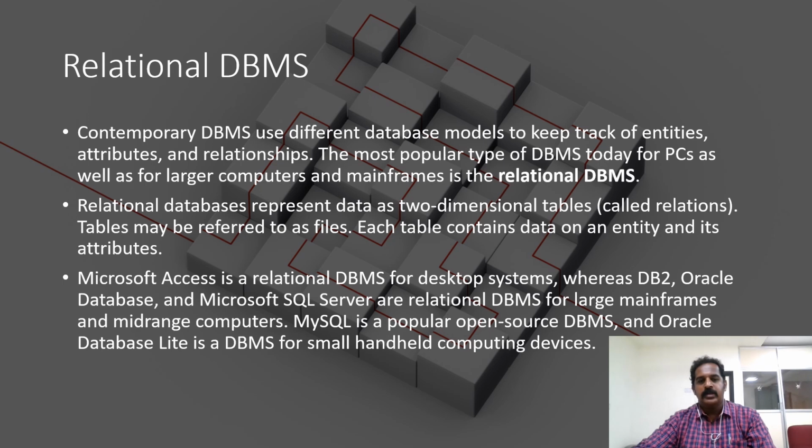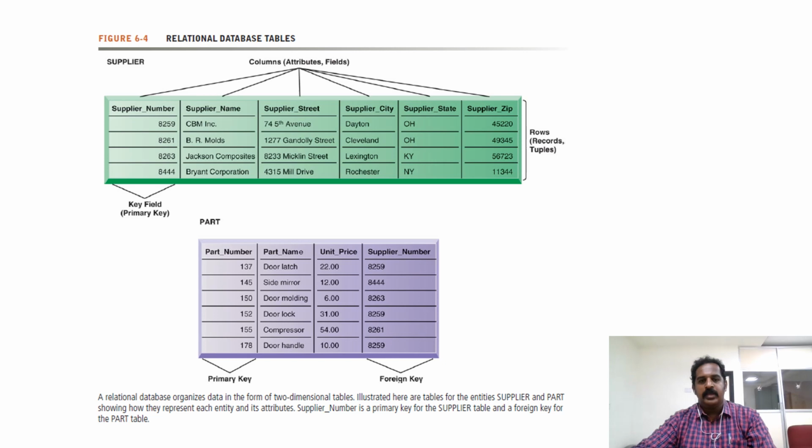So relational DBMS uses two-dimensional tables. Each table contains an entity and attributes. These tables might be referred to as files. The next thing is a file which we are going to see with an example. Here the upper table consists of the attributes and fields: supplier number, supplier name, supplier street, supplier city, supplier state, and supplier zip. Those are the rows, records, or tuples.